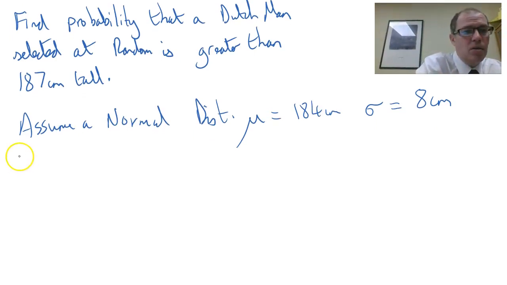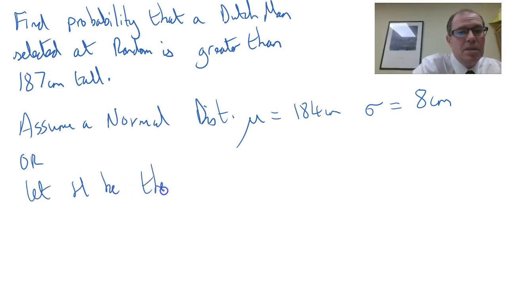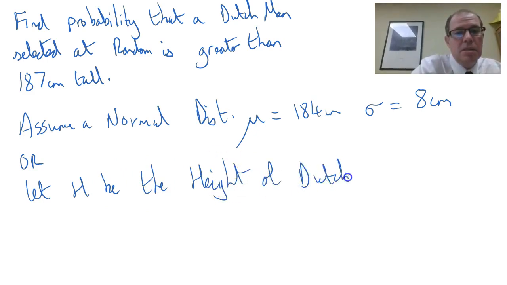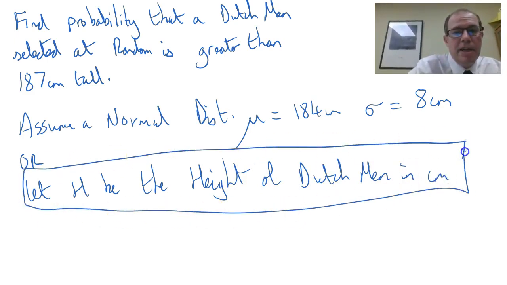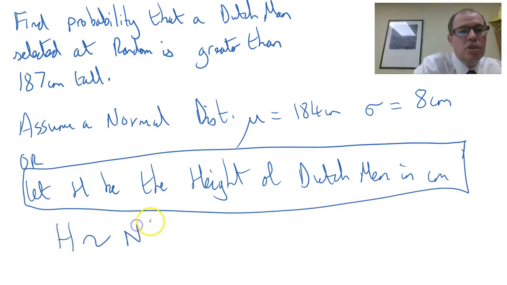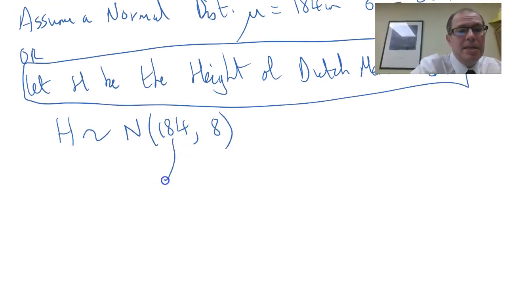Another way of writing it: everyone must define the variable, so let h be the height of Dutch men in centimeters. So that must be in for everyone, defining your variable. And then you can say that h follows a normal distribution with a mean of 184 and a standard deviation of 8. So in AP statistics, this is the mean and this is the standard deviation.